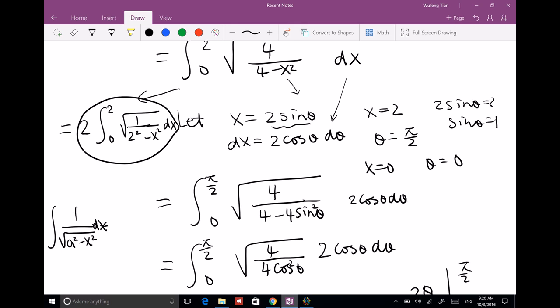I would like to see if anyone remembers the formula. Does anyone remember the formula of this antiderivative? Anyone? Does anyone remember the formula of this one? Arc... I give you 2 options, sine or tangent. It's arc what?